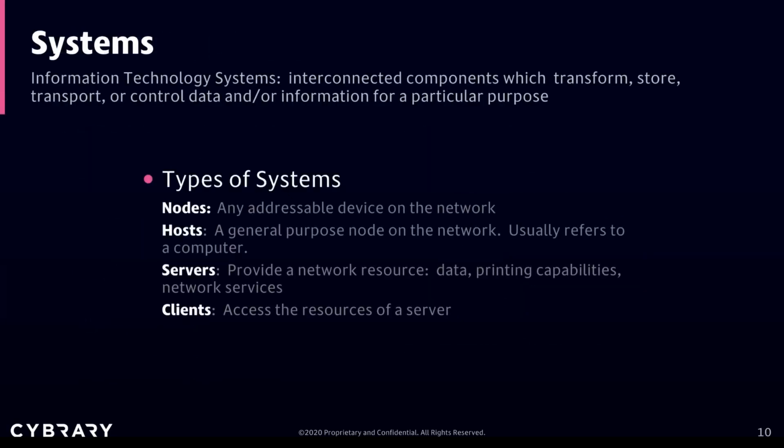Starting out, the first thing to define after defining a network is a system. When we talk about a system, there are different elements working together for a common goal, which is a very broad definition. You can see I have a bit more of an in-depth definition on the slide. Interconnected components which transform, store, transport, or control data and/or information for a particular purpose. I don't like to read definitions for you, as I know you can read for yourselves, but if you think about that, system is a very inclusive term.